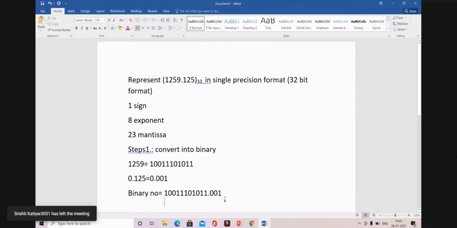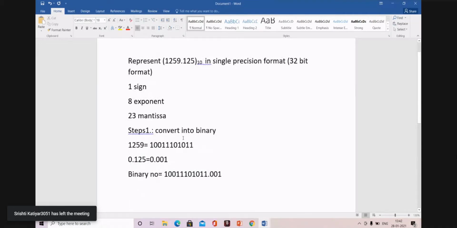First step is your conversion into binary numbers. So this is the very first step. Next is step number 2.